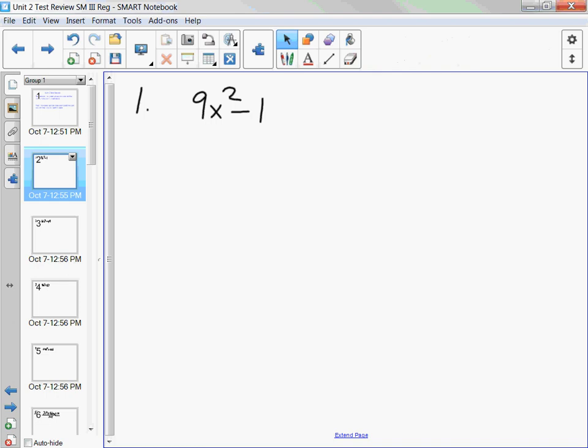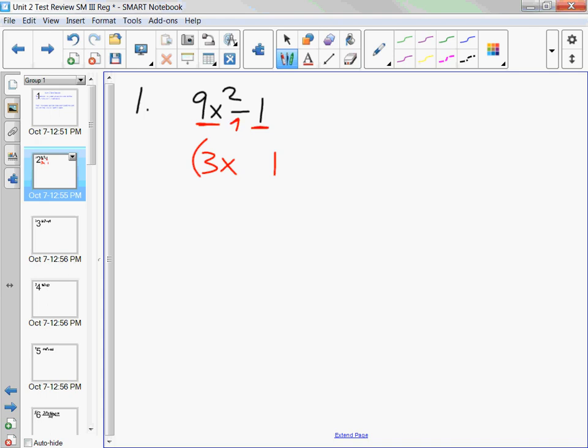Notice that 9x squared is a perfect square. If you take the square root of it, you get 3x. And 1 right here is also a perfect square. The square root of that is 1. And remember, if this is a minus sign in between, which it is, we call it a difference of 2 squares. And it factors into 2 binomials. One of the binomials is the square root of 9x squared, 3x, and the square root of 1, 1. So 3x minus 1, and the other one is 3x plus 1. So that's called a difference of 2 squares.